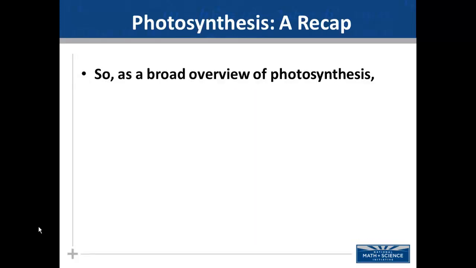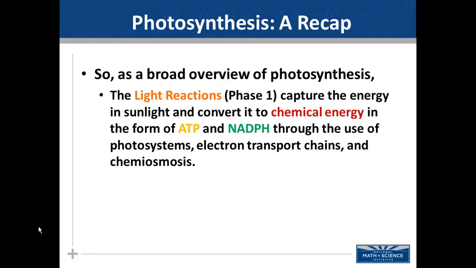So we've finished the steps of photosynthesis, a broad overview of the whole process. The light reactions, which is phase 1, which we talked about in module 1, are responsible for capturing the energy in sunlight and converting it to chemical energy in the form of ATP and NADPH through the use of photosystems, electron transport chains, and the process of chemiosmosis.